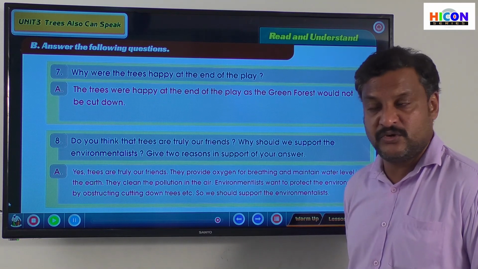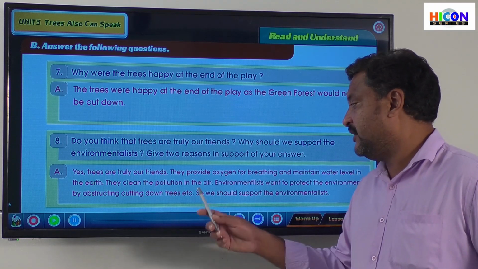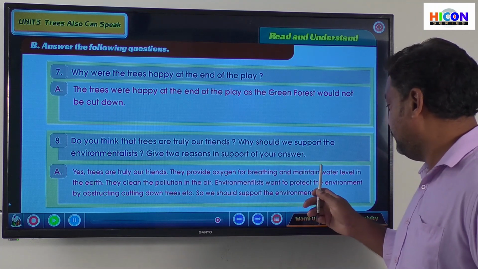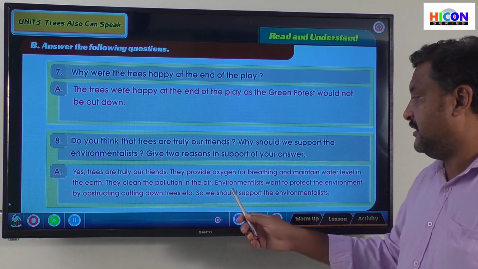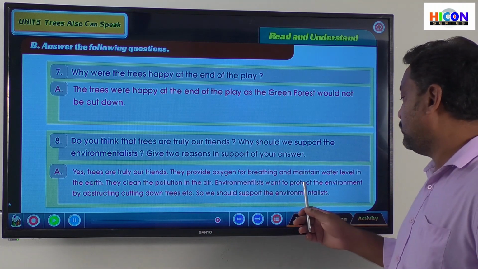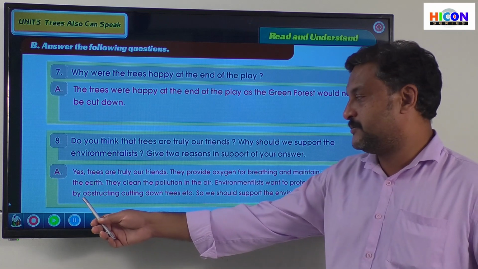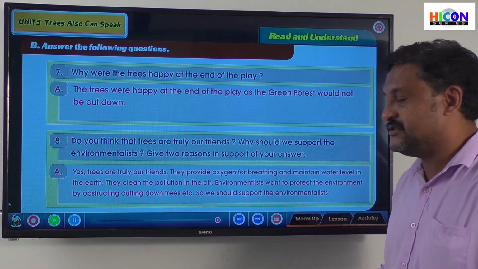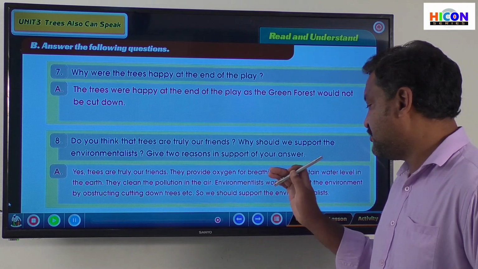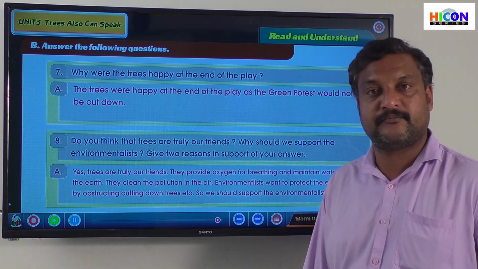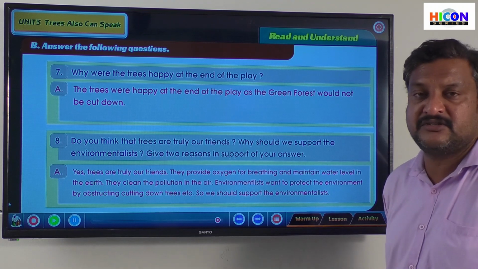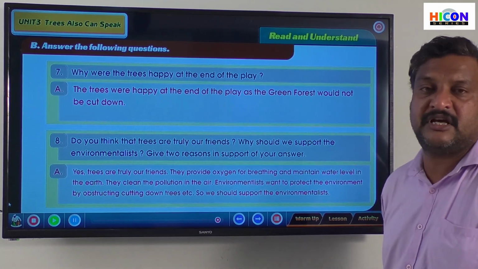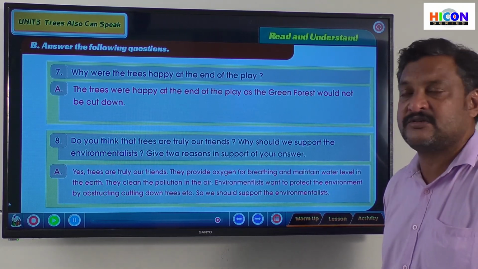Yes, trees are truly our friends. They provide oxygen for breathing and maintain water level in the earth. They clean the pollution in the air. Environmentalists want to protect the environment by obstructing the cutting down of trees, etc. So, we should support the environmentalists. Right? So, now I will keep the screen the same for another minute so that you will have some time to look at these question answers.